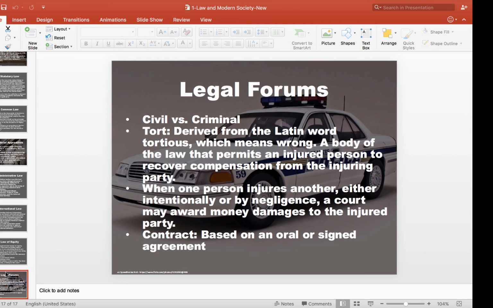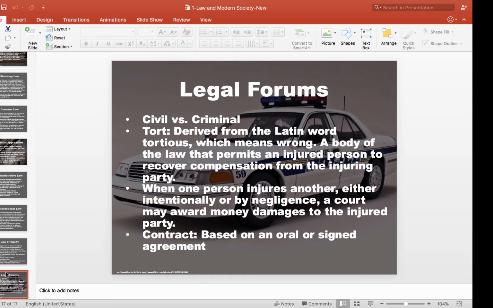Okay, and what happens here in a civil court is called a tort. It's derived from the Latin word tortuous, which means wrong, and a body of law that permits an injured person to recover compensation from the injuring party. So in a libel case, for example, you have published a story about me which is false and has caused harm to my reputation. So I have a civil tort to recover money from you because you defamed me, you libeled me in your newspaper, television station, online publication, whatever.